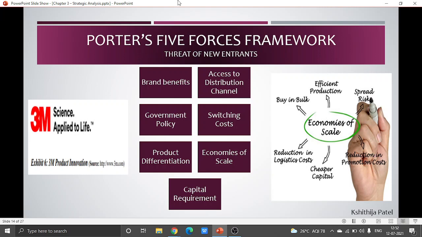So, some of the possible barriers could be the ones that have been put up in your slide. That is brand benefits, access to distribution channel, the switching cost, product differentiation, economies of scale, and capital requirement. So the first one is brand benefits.